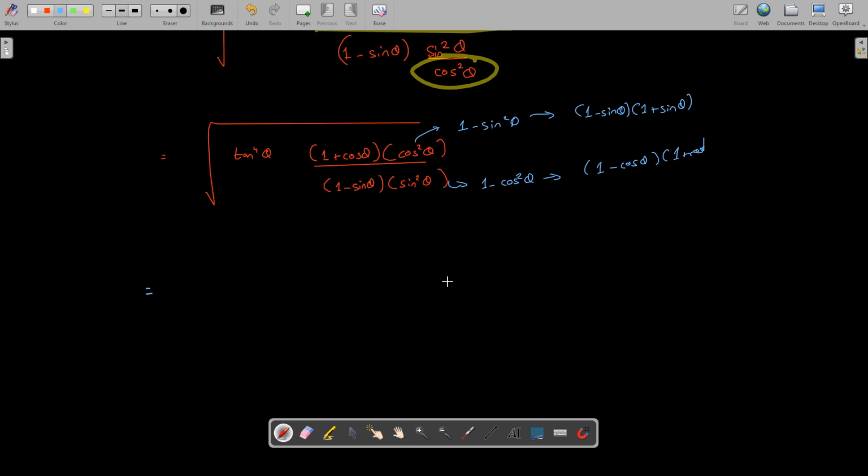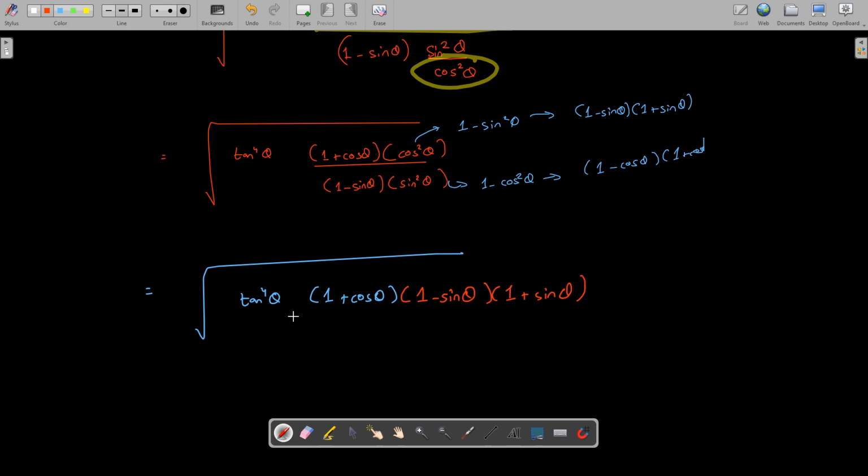So let's just do it. I'll be writing this directly, by the way. I want to skip one step to make this video a bit shorter. So tan power 4 theta multiplied by 1 plus cos theta, and as we discussed, we will be bringing this along the way. So let me just write that real quick. 1 minus sine theta, 1 plus sine theta divided by 1 minus sine theta, and now I'll be bringing this. So 1 minus cos theta, 1 plus cos theta.